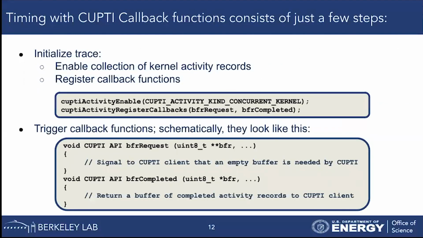Okay, so these are just schematic illustrations of the trace initialization, and then the callback functions, which handle delivery of the buffers containing activity records, and then which handle request of buffers in which to store activity records, and then to handle return of those buffers to the host. And so there are two callback functions. There's buffer request, buffer completion.